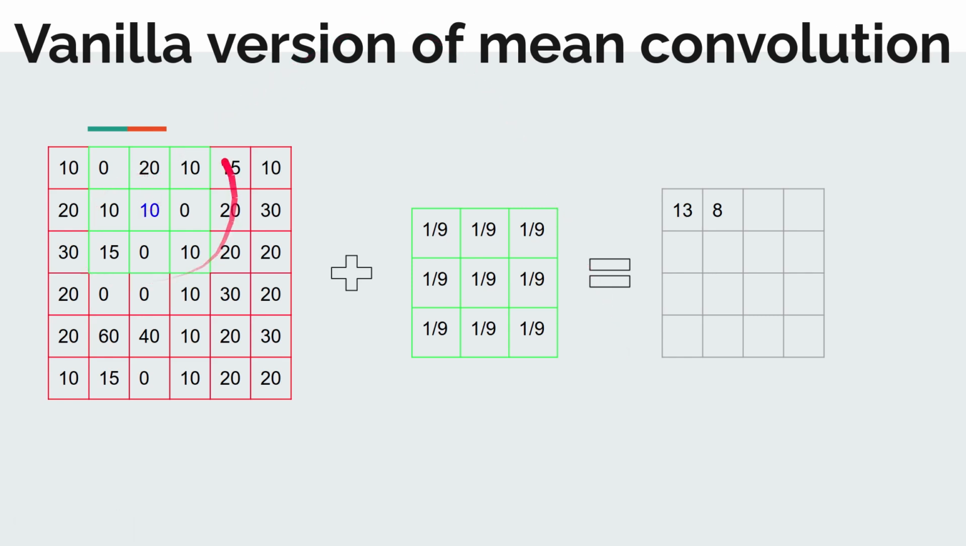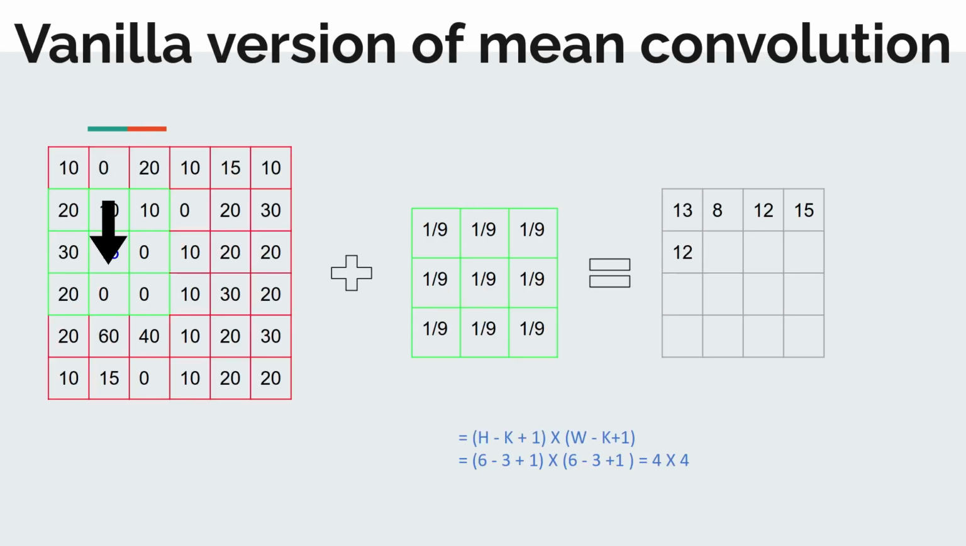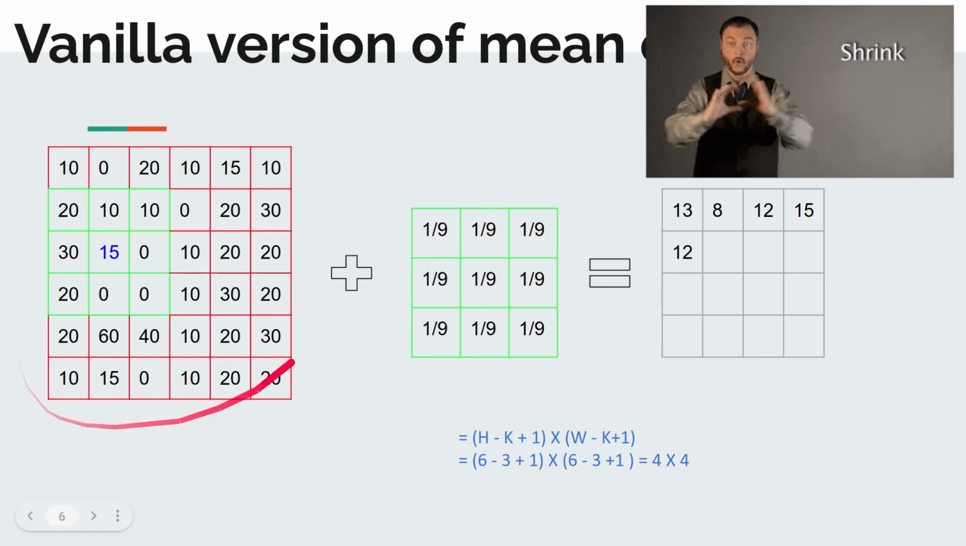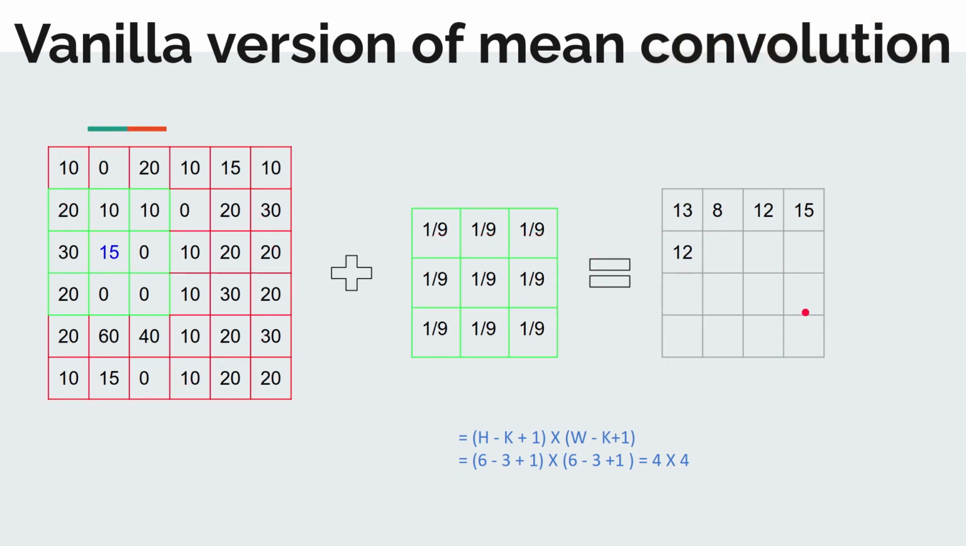So we sum these numbers, divide by 9 and put the value here. And we do this in the horizontal direction till we hit the end, and we shift one pixel downwards and continue going to the right. You must have noticed that in the vanilla version our dimension of image reduced from 6 by 6 to 4 by 4.